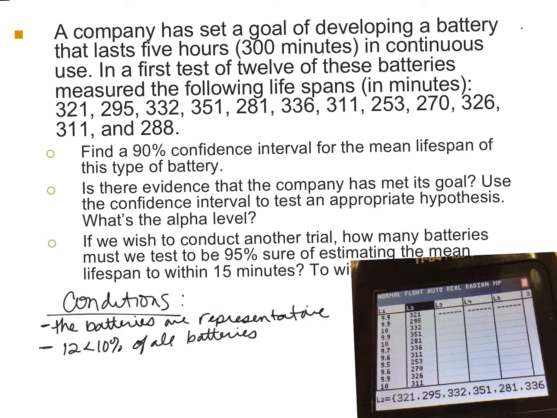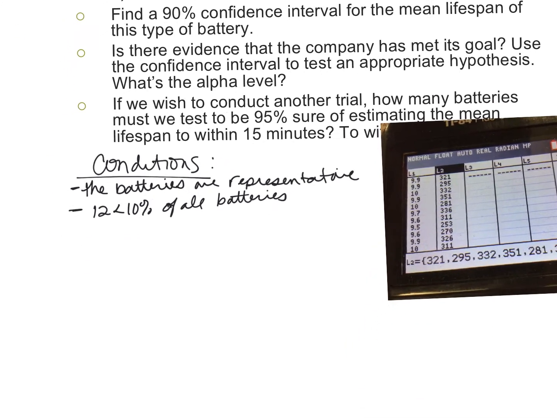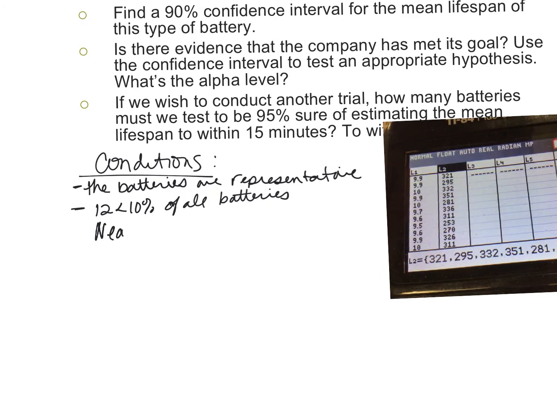And my third condition is no longer success failure because we do not have a proportion of success and we do not have proportion of failure. We can't check np and nq if we don't have a p and a q. So our condition is nearly normal. To check that, we look at the normal probability plot of our data. So when we go back into our calculator, we're going to check for nearly normal.